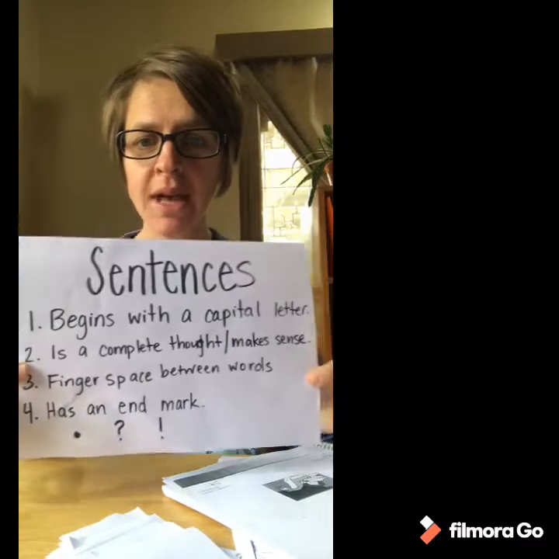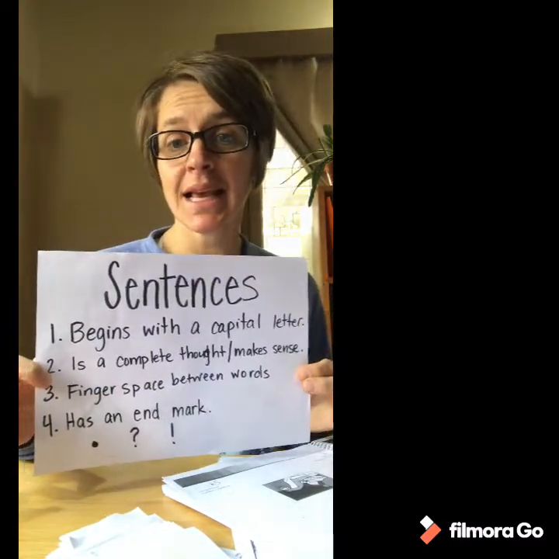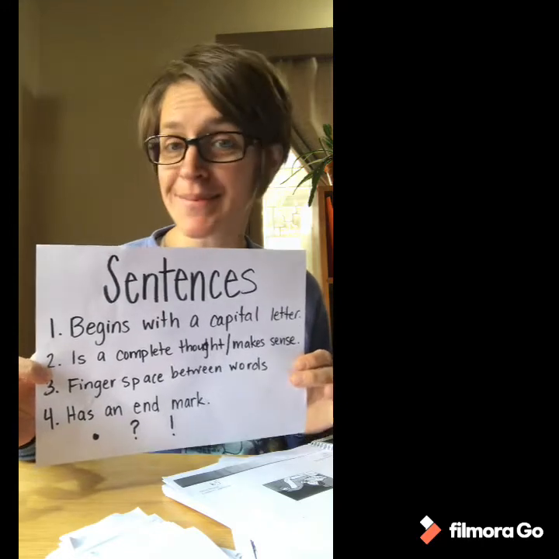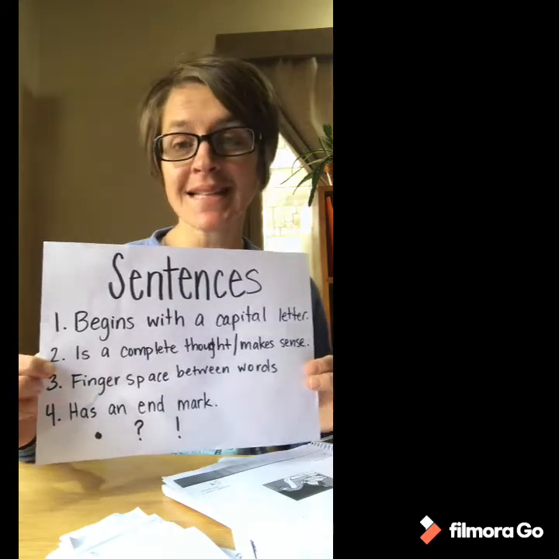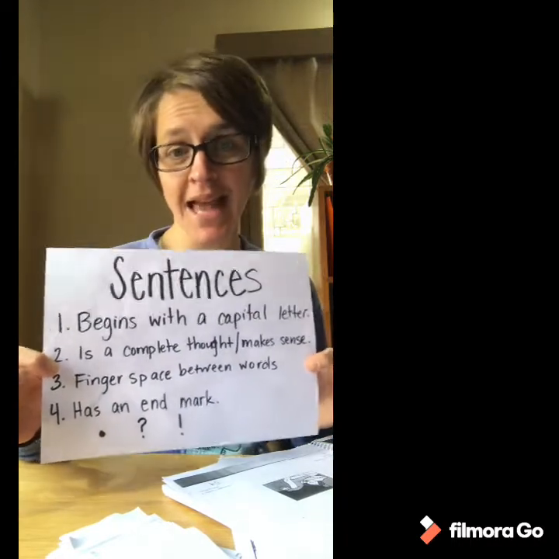Okay, class 1, so that is what we have learned today about sentences. There's 4 rules. A sentence begins with a capital letter. A sentence is a complete thought and it has to make sense. A sentence has a finger space between each word, and a sentence always has an end mark. So those are the 4 rules of sentences. And now I'm going to go over your homework.